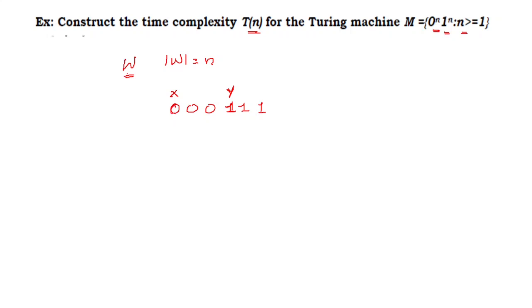The leftmost 0 is marked x, and after marking it, we look for the leftmost 1 and mark it y, then we come back looking for the second 0. So how many moves did we make? In looking for the leftmost 1, we made n moves, and after that we come back up to x, so another n moves is made. Totally, 2n moves for one occurrence of 0 and 1.